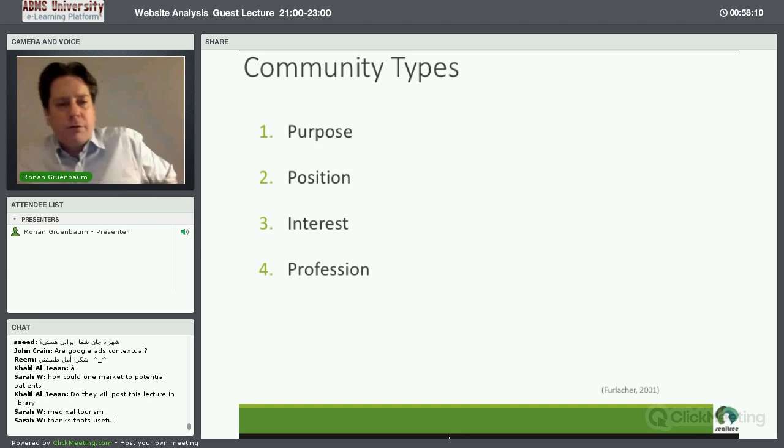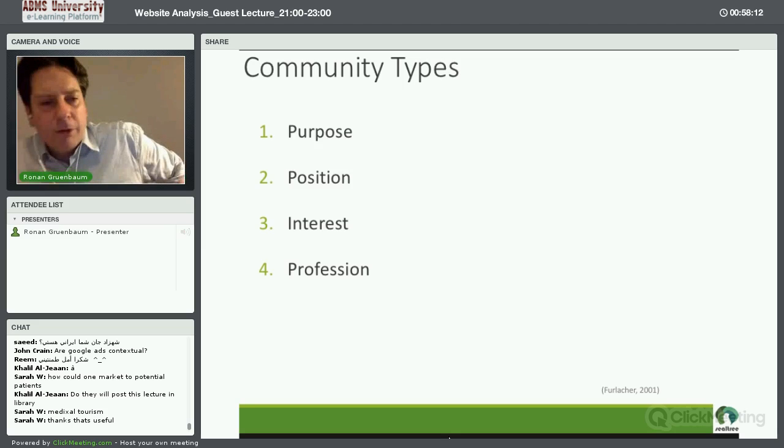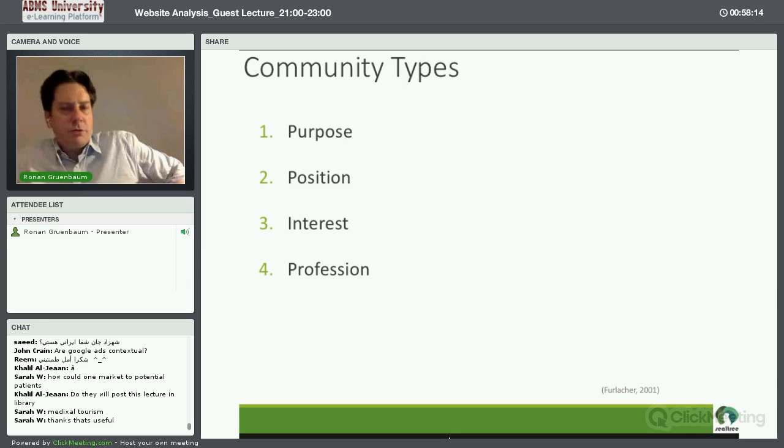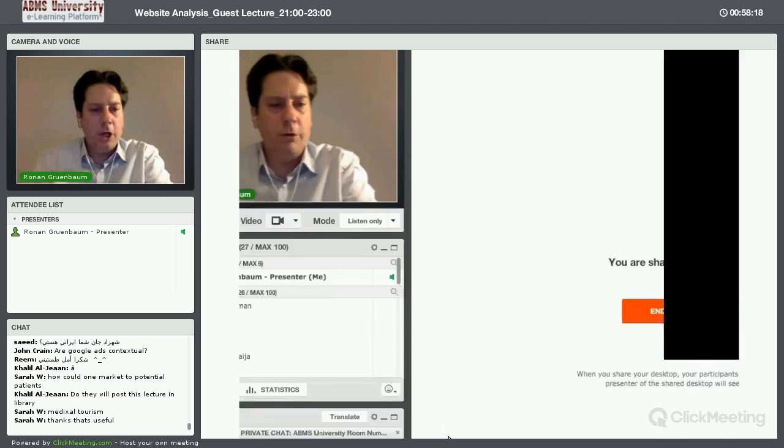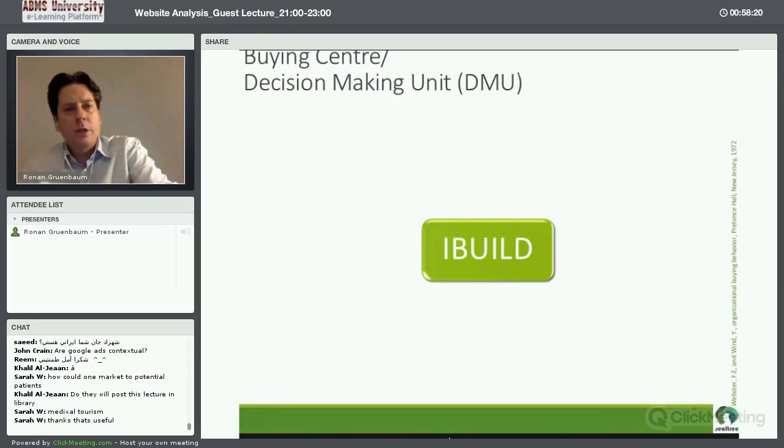So it's not relevant specifically, but when you're thinking about how to identify your customers, your marketing and so on, you should think about who is your decision-making unit, who is your buying center. So this framework, the iBuild framework by Webster and Wind from 1972, talks about 6 people who are part of the decision-making unit. We can start with the initiator, and you can remember it by the acronym iBuild.